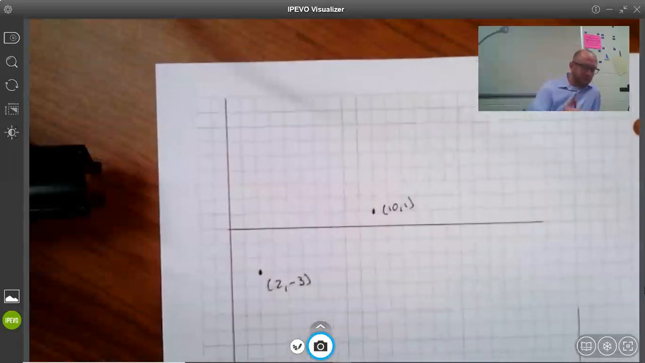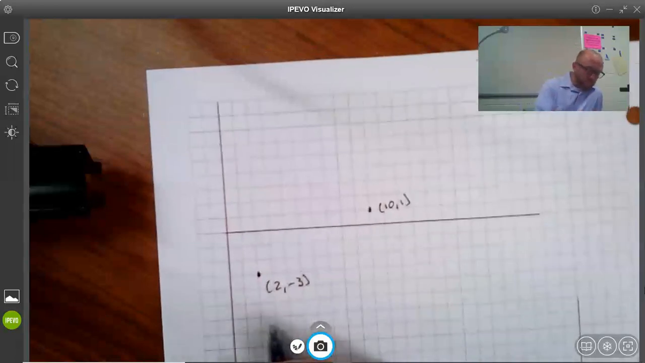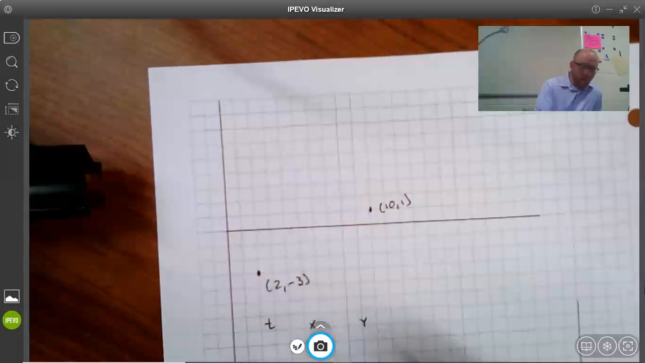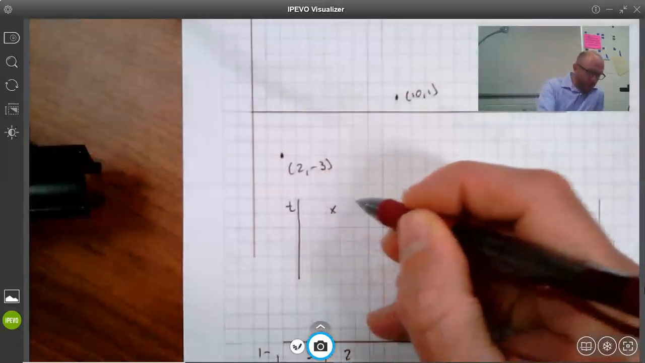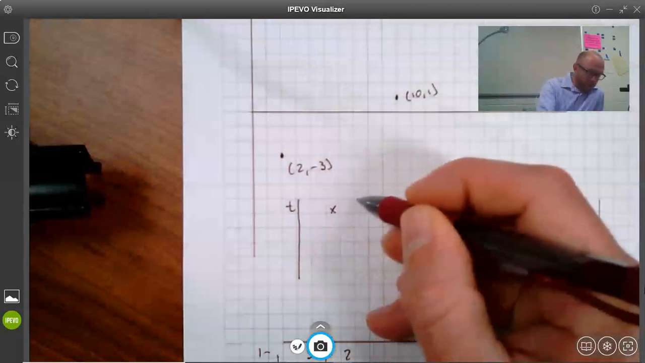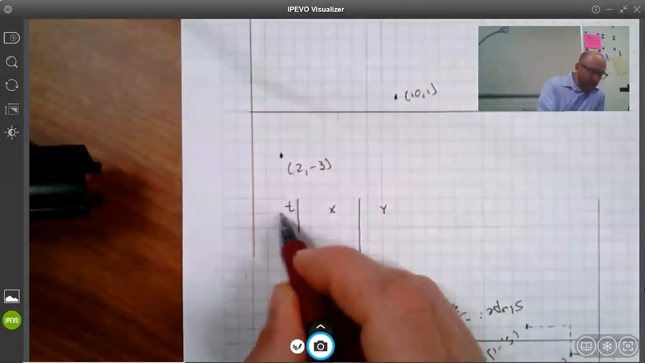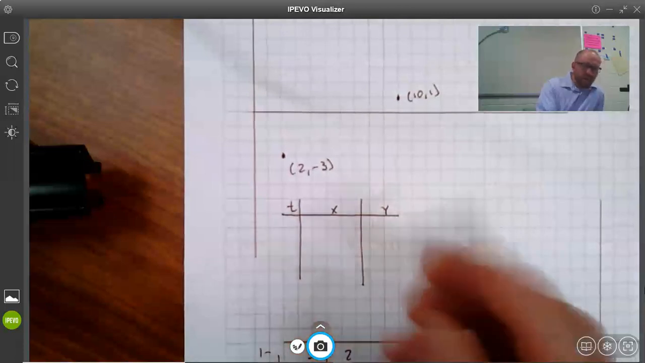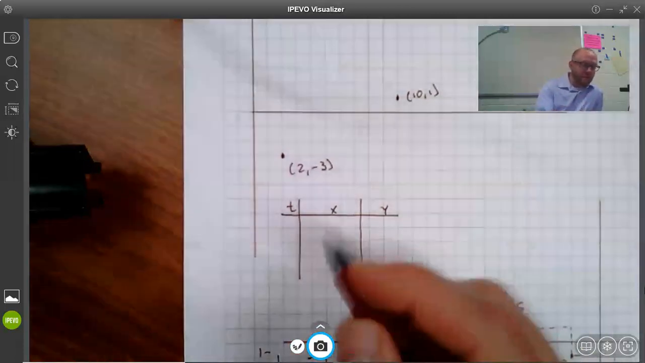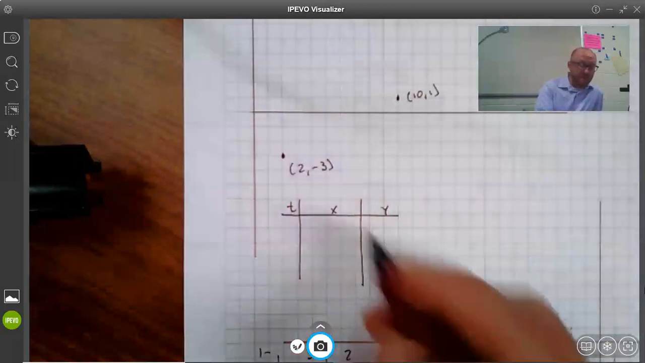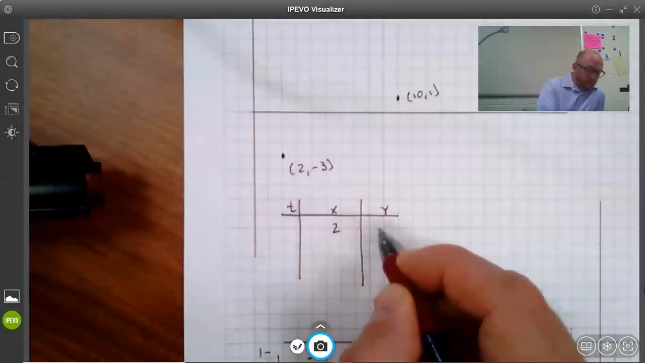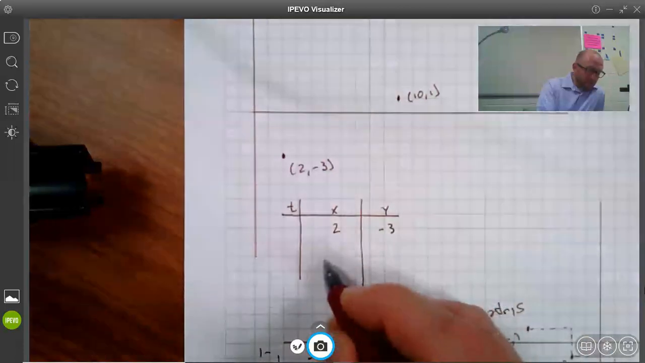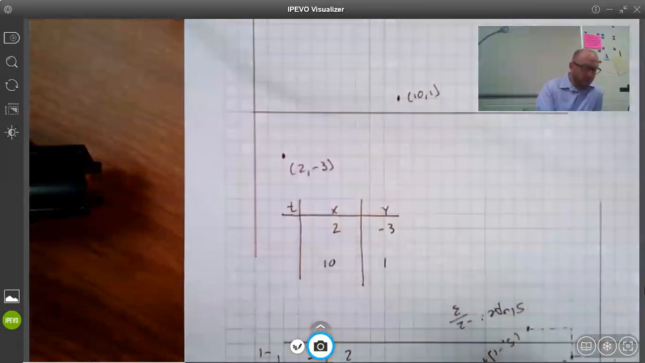So the first thing I'm going to do is make a table. I've got t, x, and y, and I'm trying to give myself lots of space here. What makes it possible for so many different answers is that I can pick what values I want for t. So I've got (2, -3) and I have (10, 1).